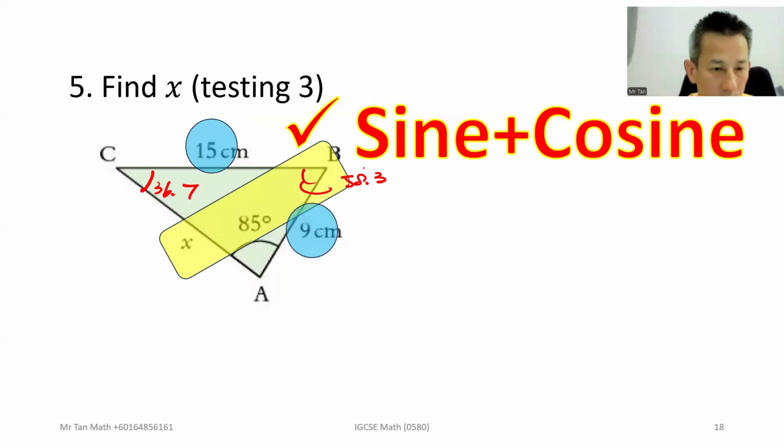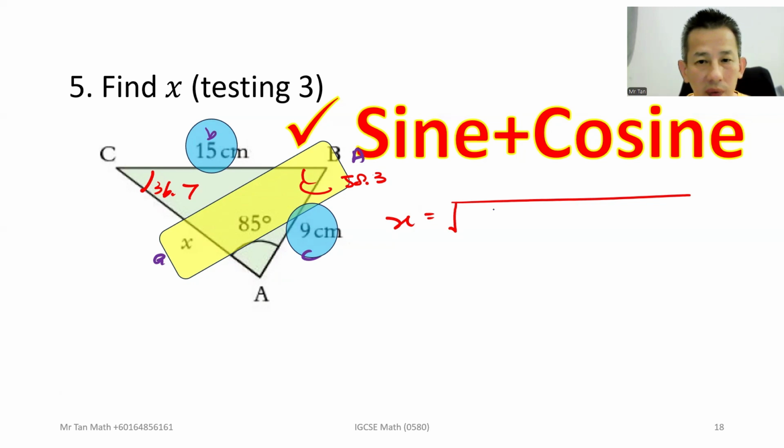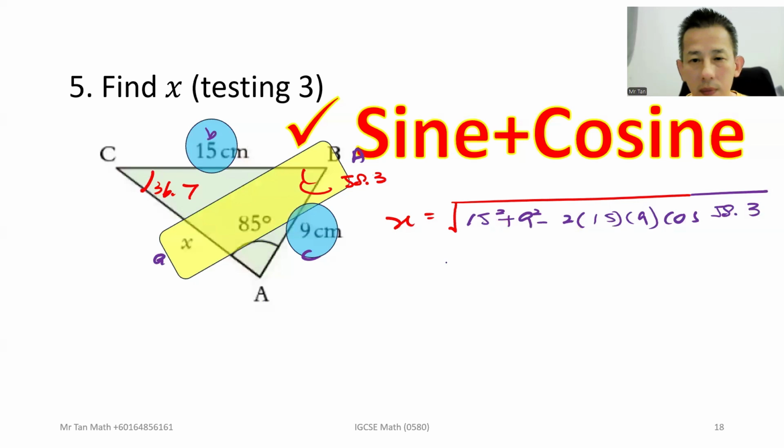Now, we want to use the cosine rule. We have two pairs here. So you want to find x. Therefore x should equal the square root of, this is a, this is b and c, 15 squared plus 9 squared minus 2 times 15 times 9 times cos 58.3. So you also should get 12.8.